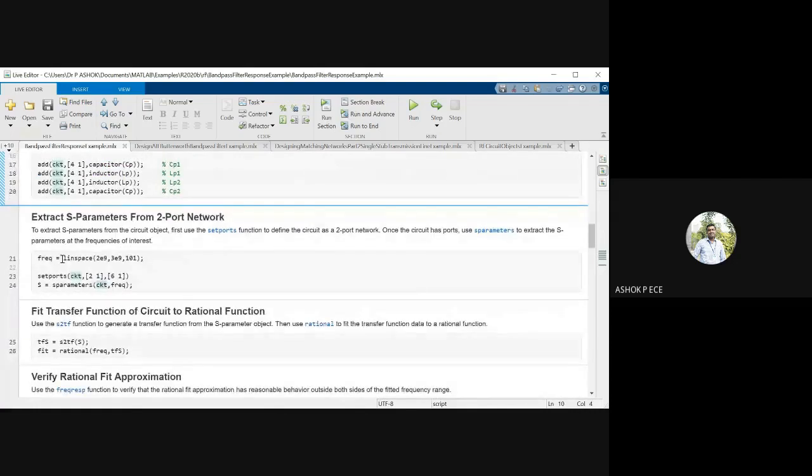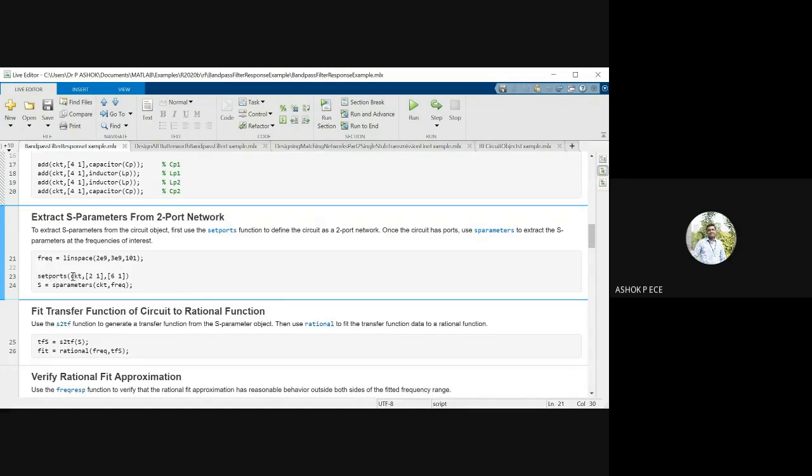Now I'm going to run the frequency from 2 gigahertz to 3 gigahertz with the linear spacing of 101. So I'm going to create 101 points, which is spaced over 2E9 to 3E9. 2E9 is 2 gigahertz, 3E9 is 3 gigahertz.